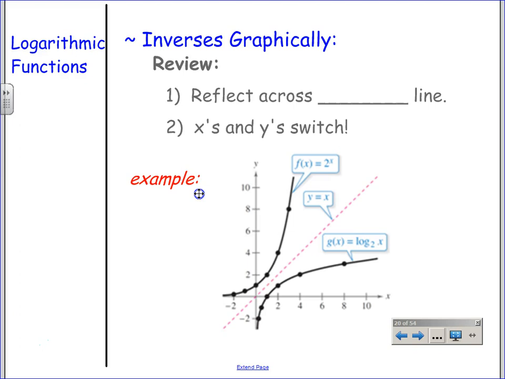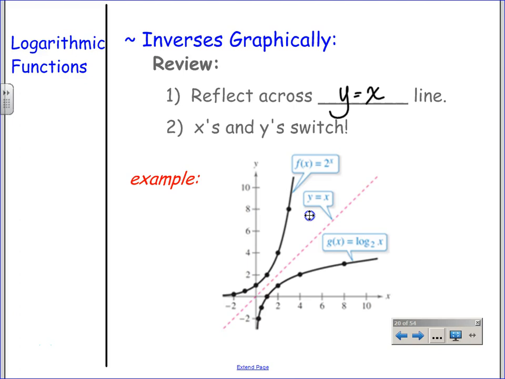So in some ways, I kind of like my graph on the board better, but if you want to plug in 2s, that's okay. But just writing down real quick, across the y equals x line, which means x's and y's switch. So if you ever forget the key points of a log, just do the exponential guy, and then switch, switch, switch, and you've got it.